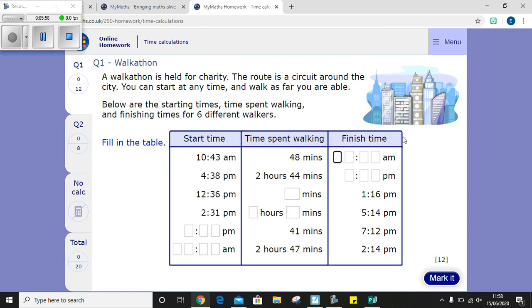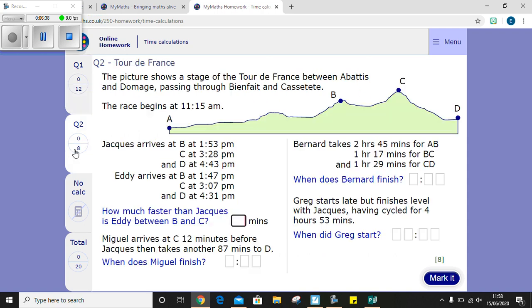Your maths today looks a little bit like this. So a walkathon is held for charity. The route is a circuit around the city. You can start at any time, and the walk is as far as you are able. Below are the starting times, time spent walking, and finish times for 6 different walkers. Now what our job is, we need to fill in the missing gaps. So this person started at 10:43. They spent 48 minutes walking. So what's their finish time going to be? So remember what I said, think about getting it to the next hour and then adding on your remainder. So it's your job to find and fill in that table on there.